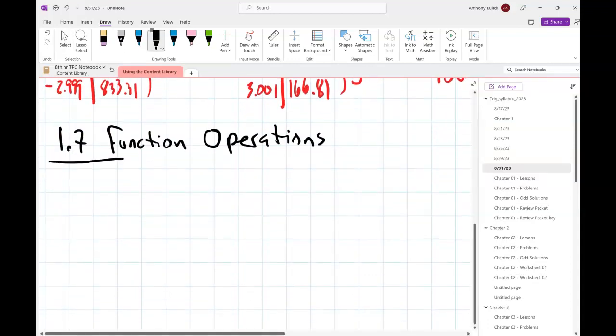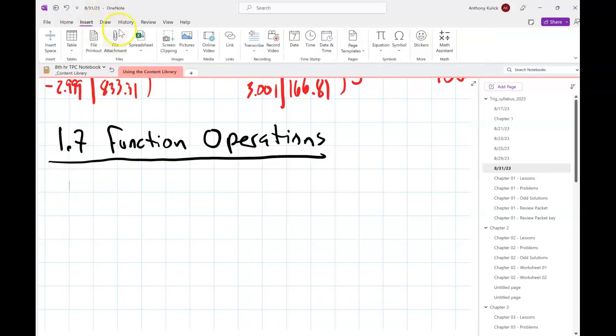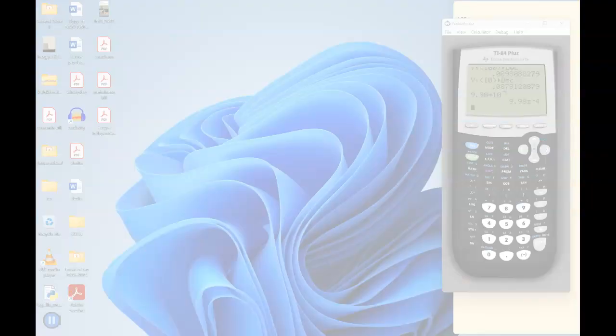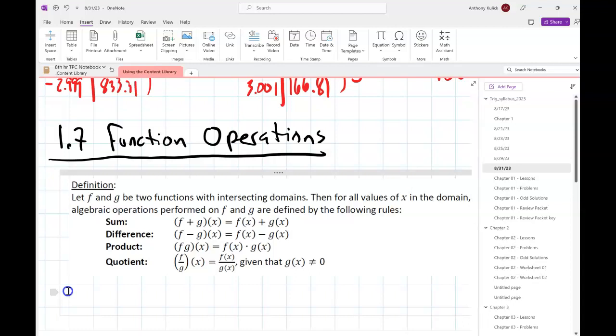So section 1.7, we're going to start by talking about function operations. When we say operations in math class, typically you should be thinking of your 4 basic operations that you've been working with ever since you were just a little squirt in elementary school. Those 4 operations being addition, subtraction, multiplication, and division. So let's start by defining what we mean for addition of 2 functions, subtraction of 2 functions, etc.